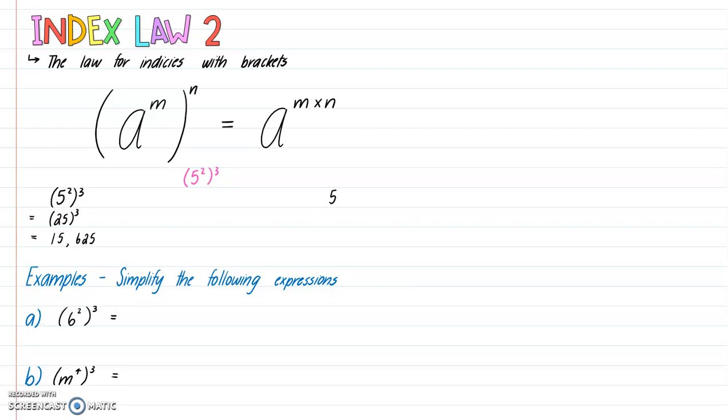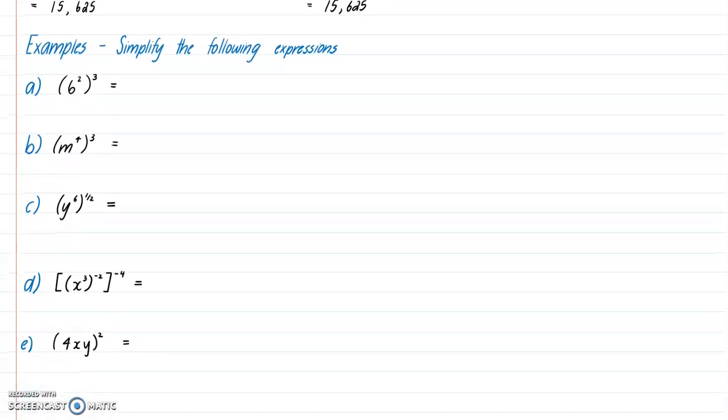Now let's have a go using this law. So we have 5 squared cubed. We know that we multiply the exponents, and 2 times 3 is 6. 5 to the power of 6 is 15,625. So here we can see that this rule does work. Now let's have a look at some examples.